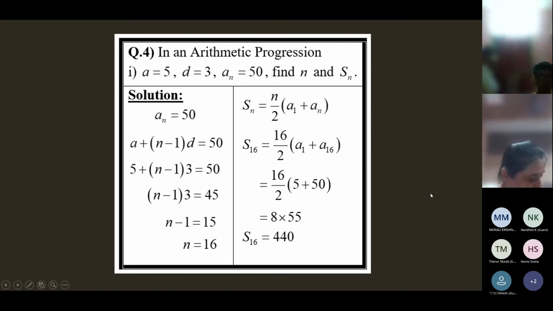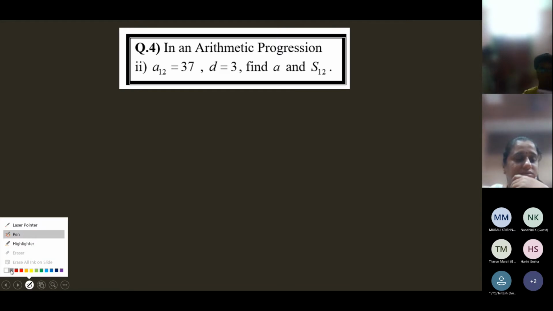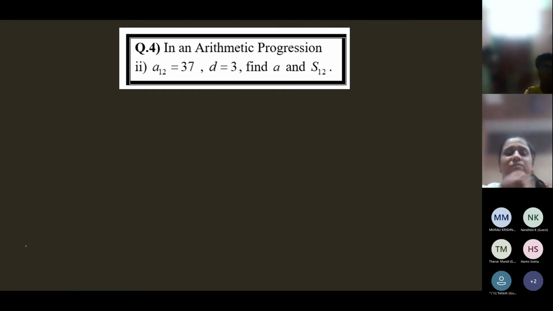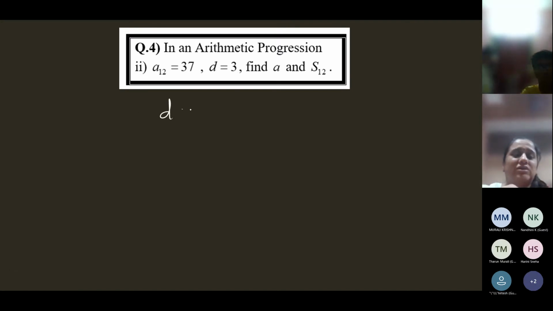This is over, children? Yes, ma'am. Yeah, do this one. You should just take up something from which you can get an equation. See, now, children, listen to me. What will you do with d is equal to 3? Can you work this and get something else? D is equal to 3 means d is equal to 3. That's all. Now, can you work with A12 is equal to 37?